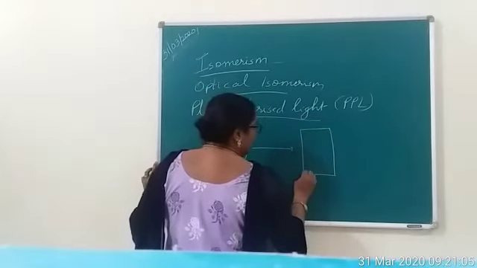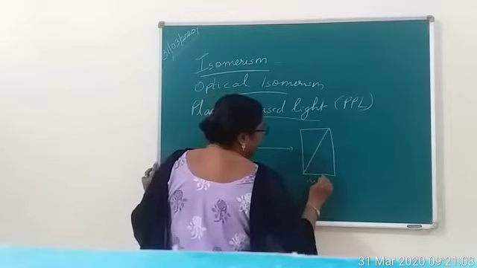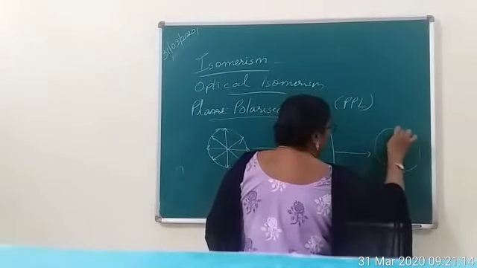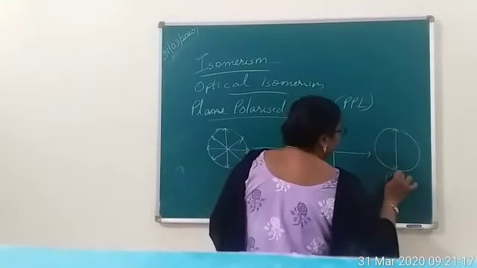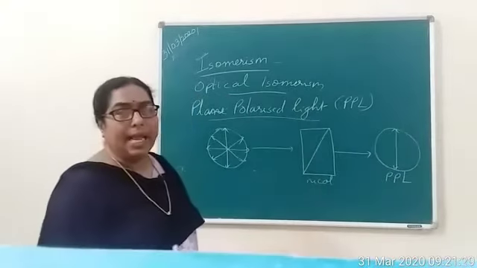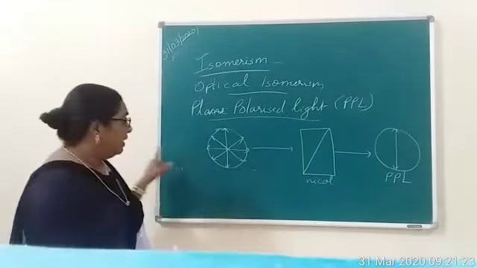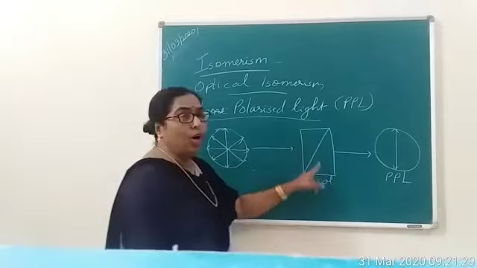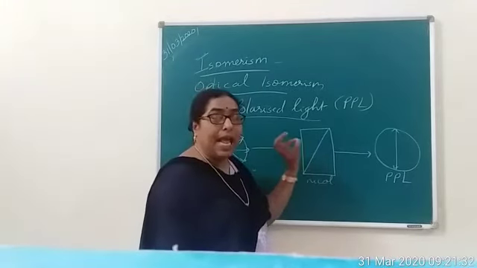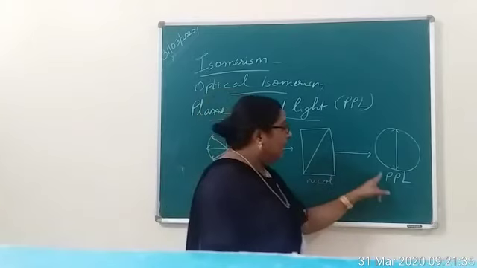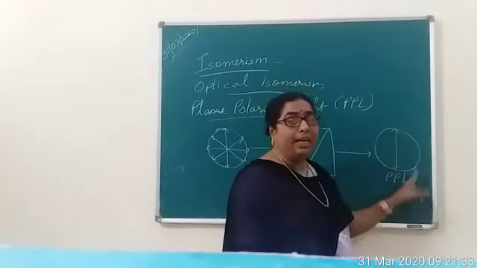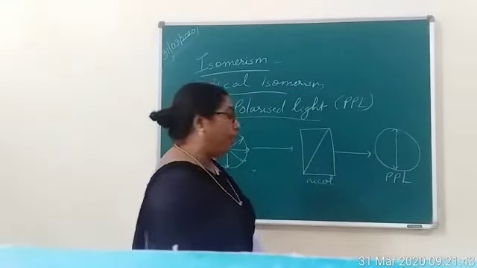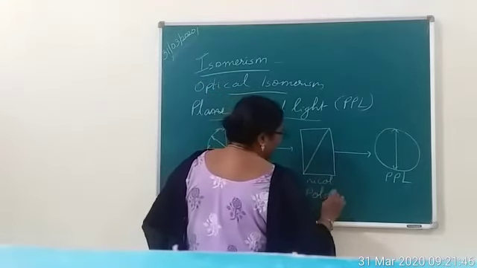As I told you, the prism is made of transparent calcium carbonate, and the resultant light which comes out vibrates only in one particular direction, and that is termed as plane polarized light or PPL. Is it clear? When we pass ordinary light, which vibrates in different directions, through a Nicol prism, the resultant light vibrates in only one direction, and it is termed as plane polarized light. Here the role of the Nicol prism is that it acts as a polarizer.